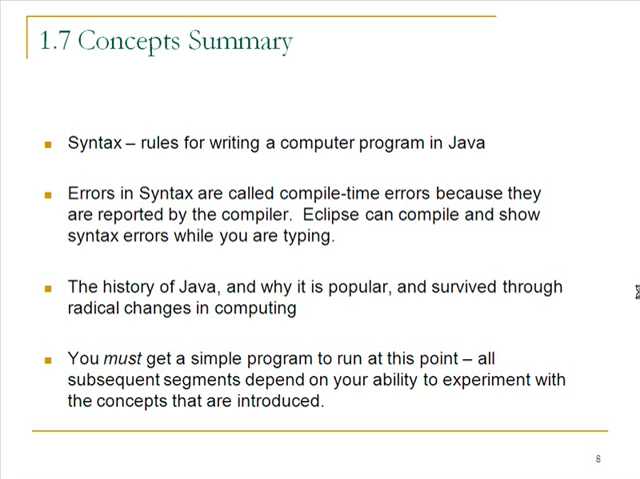We looked at the history of Java, why it's popular, and its survival through radical changes in computing. I'm not sure that I made that point well enough. What are the radical changes in computing that we've seen in the last dozen or 15 years? We've gone from everything executing on a machine to almost everything executing in the presence of a network. So the internet has changed everything. There isn't going to be any programming anymore that doesn't include something to do with the network.